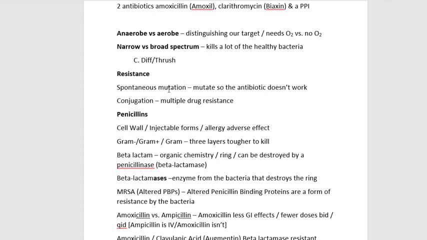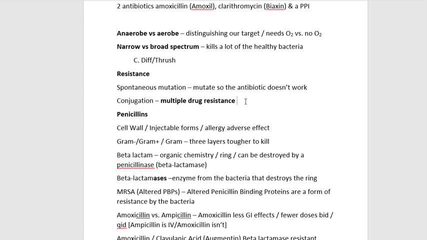We might see spontaneous mutations, so the bacteria mutate and the antibiotic doesn't work. And remember that the generations for humans, 20, 30, 40 years between generations, it's a couple hours with bacteria. So there's a lot of changes that can happen very quickly, whereas with humans, it takes a very long time for significant changes to happen. And then conjugation is the cause of multiple drug resistance. And this is, of course, a real problem where the bacteria shares its resistance with other bacteria.